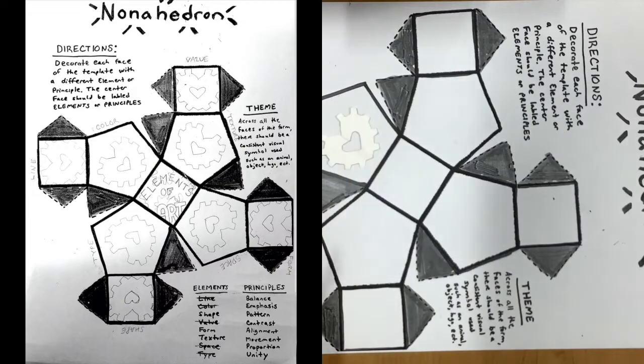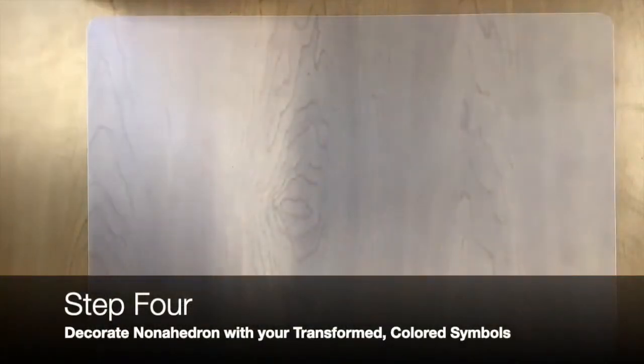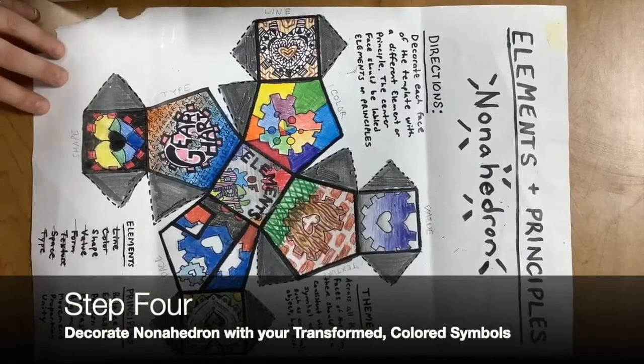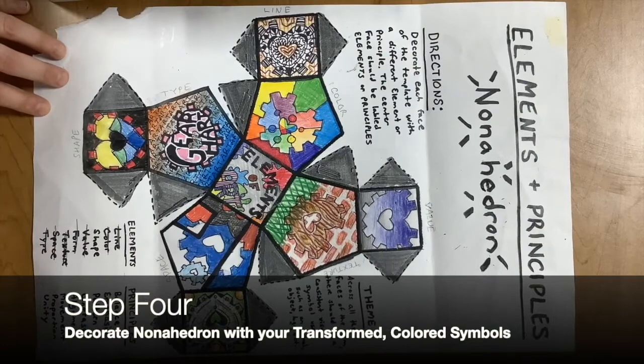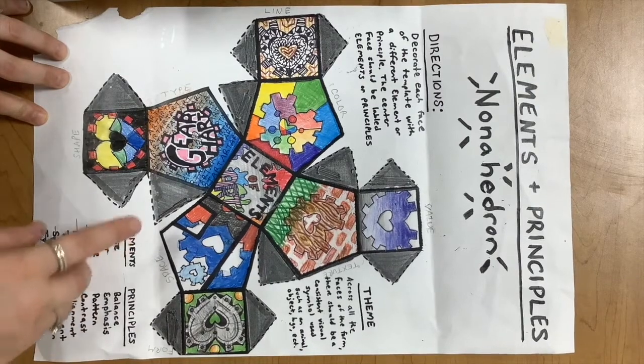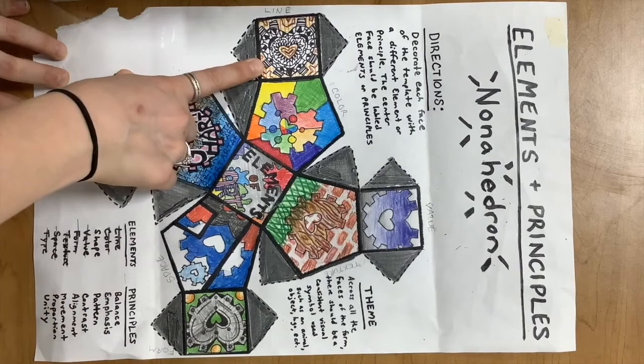Be sure to be mindful of how you're rotating the faces so that it can all be folded together properly. Step number 4 is to decorate your nonahedron using color pencils and Sharpies with high quality craftsmanship. Remember, you'll be transforming each symbol. So to show you my example, let's start with line. I did a variety of lines inside the symbol and on the outside of the symbol.